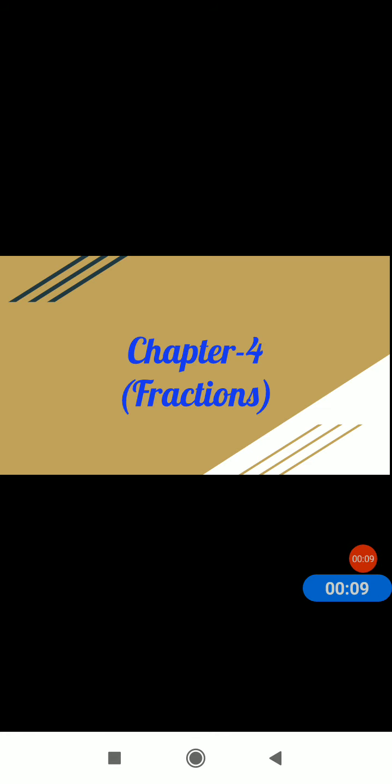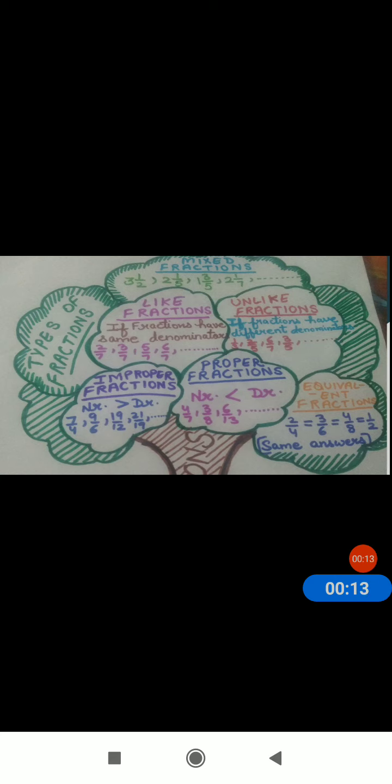We will be doing chapter number 4, fractions today. There are different types of fractions. A fraction is formed with two quantities, that is numerator and denominator. Numerator is a number which is written over the line, above the line, and the denominator is a number which is written below the line.